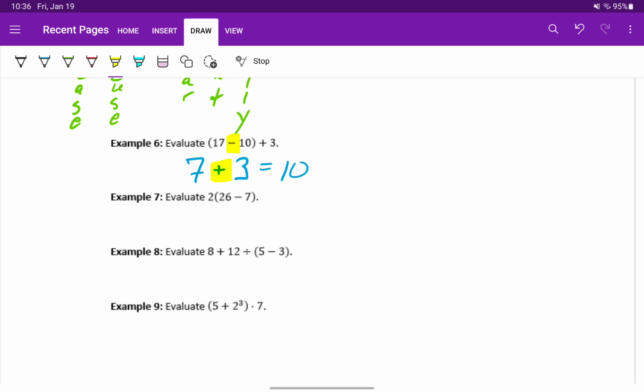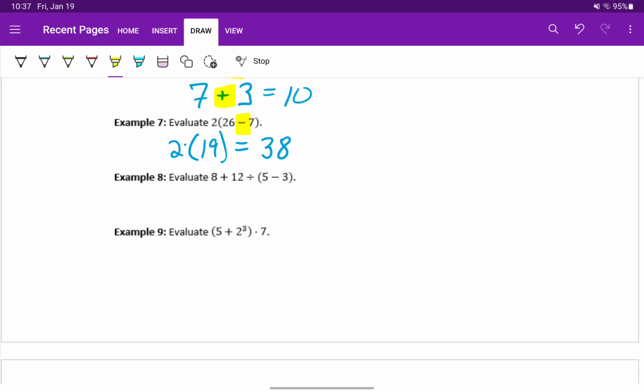In example 7, we again first look at parentheses. We have this subtraction step inside our parentheses to complete. So this will become 2 times, instead of 26 minus 7, we'll go ahead and simplify that to 19. And then our last step will be that multiplication step, which is implied by the parentheses, giving us 2 times 19, or 38.